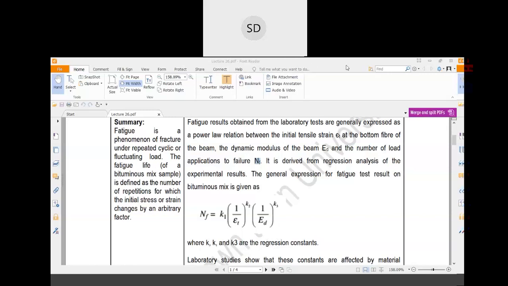Suppose for the straight line equation, your regression equation would be y equal to mx plus c, where c is your regression constant. Similarly, for the power equation, here we got three constants. These constants are the K1, K2 and K3 values.